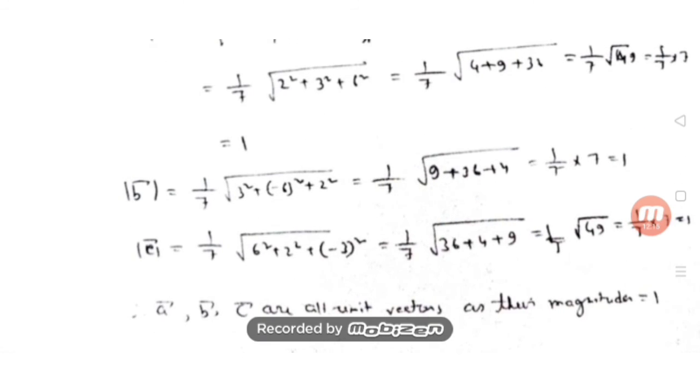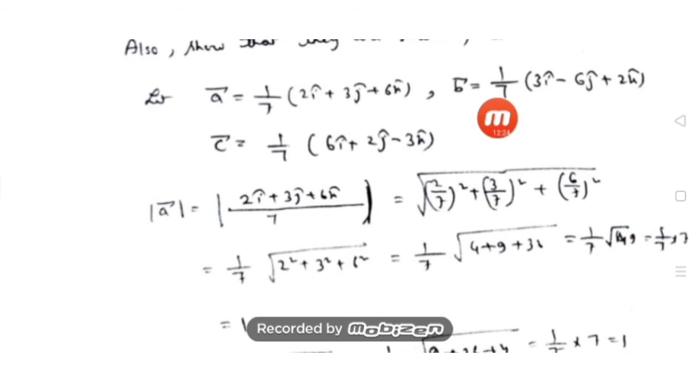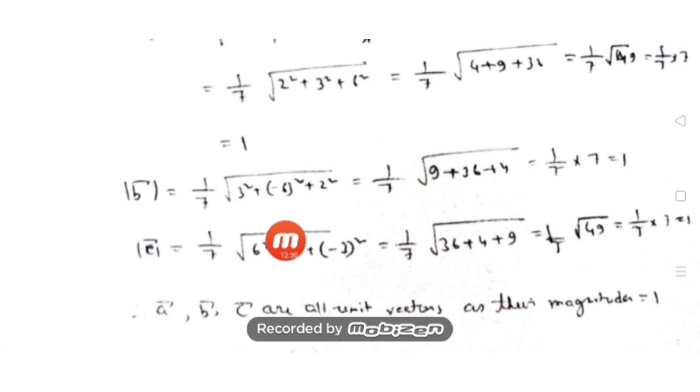Then I proceed to B bar also. For B bar you see, 1 by 7 is a constant, right? That's why we can write it out of the modulus sign also. 1 by 7 under root of what? 3 square plus minus 6 square plus 2 square. Let us see here. 3 square plus minus 6 square plus 2 square, 9 plus 36 plus 4. 36 plus 4 is 40 plus 9 is 49. On doing the calculation, we again get 1. Similarly, we have done the calculation for C bar and we got 1.